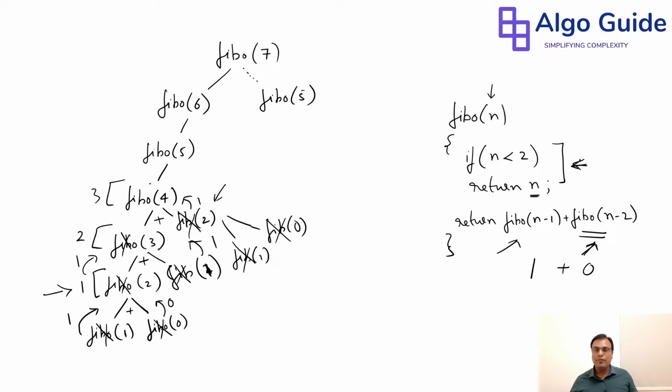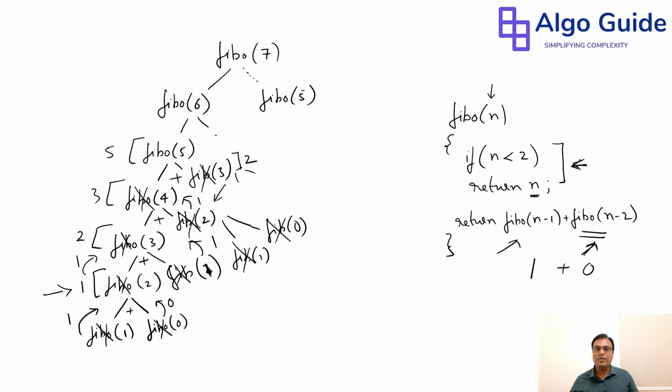Now fib of 5 calls fib of 3. Now again you see fib of 3 is not the base condition, so the subtrees will be generated and the value is computed. We know the value of fib of 3 which we calculated, so I'll just write the value. This will compute to the value 2. So fib of 4 returns 3, fib of 3 returns 2, these two are added and fib of 5 will have the value 5.